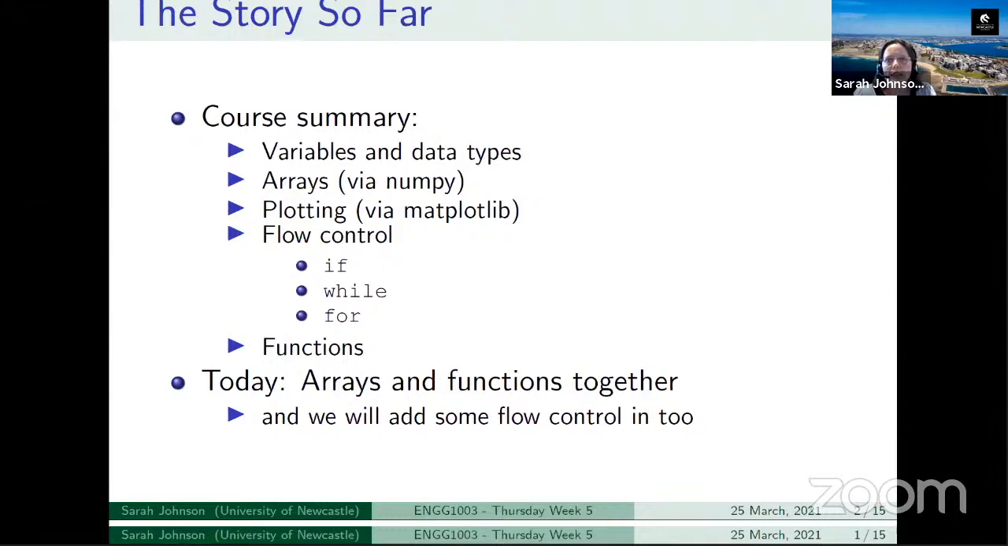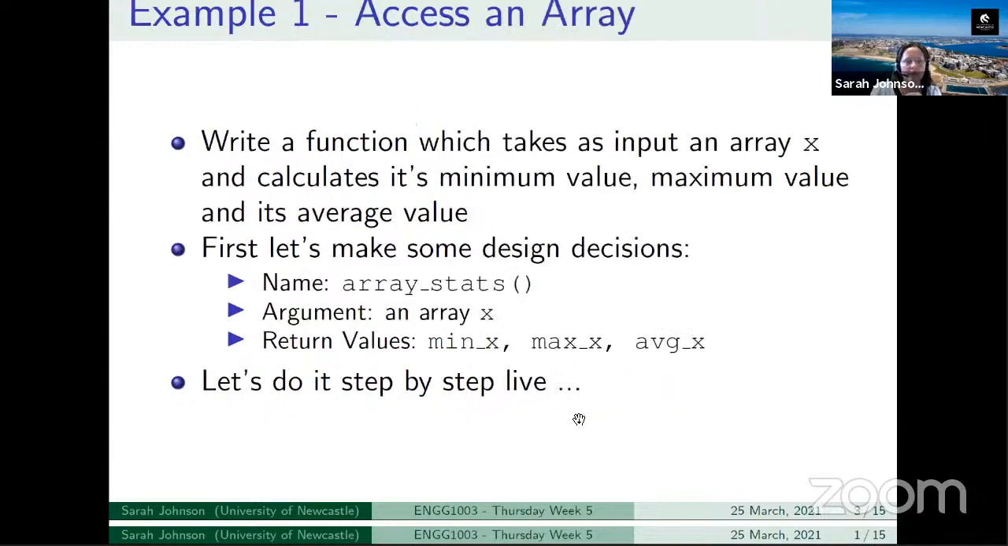Today, we're going to put two of those things together. We're going to put arrays and functions together. Last week, we did some functions, but we only passed in scalars, so a single value, an integer or a float, one at a time. Now, we're going to talk about how we can use functions with arrays. And we're going to add in some flow control too.